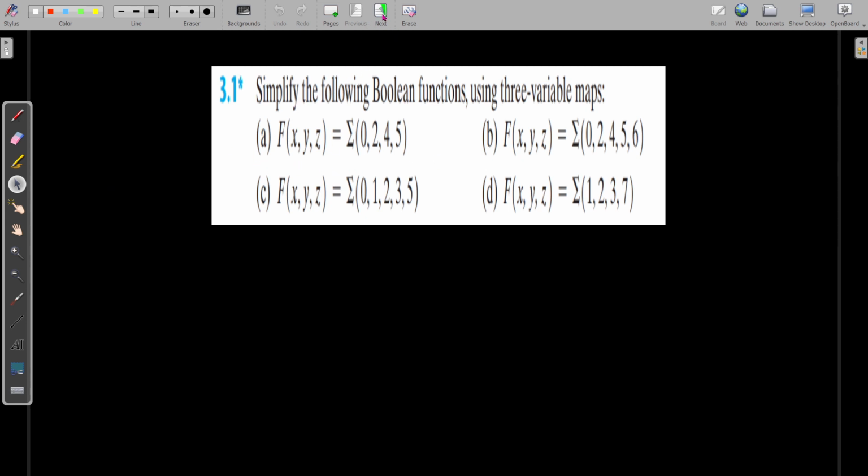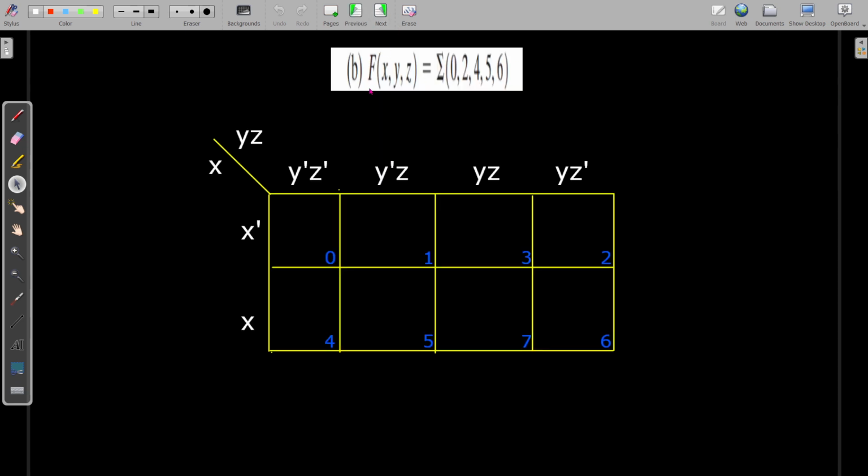The question is to simplify the following Boolean expression using map, that is K-map. The function given is f of x, y, z equal to sigma 0, 2, 4, 5, 6. So it is a 3-variable K-map, and we have already drawn the K-map.